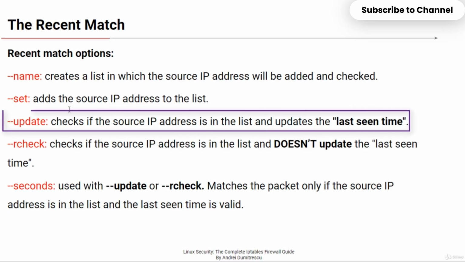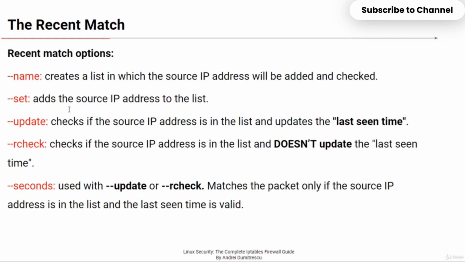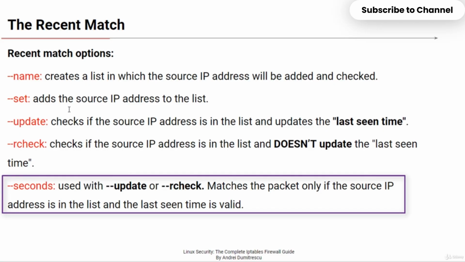The update option is checking if the source IP address belongs to the list and updates the last seen time. After the last seen time passes without another packet to update it, the source IP address will be allowed to communicate again. This creates a temporary ban or a quiet time. The --seconds option is used with update or rcheck and matches the packet only if the source IP address is in the list and the last seen time is valid.